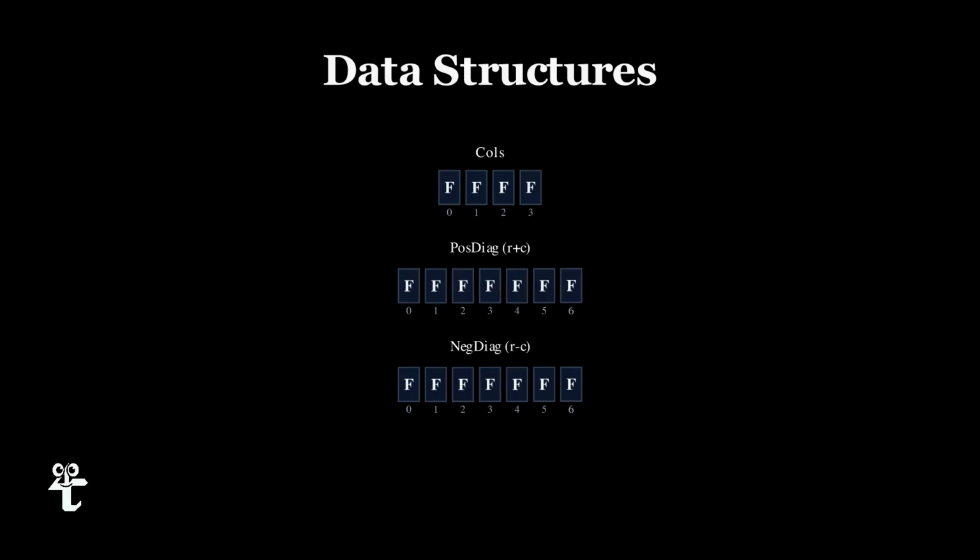Our algorithm places a queen, marks the constraints, and moves to the next row. If we get stuck, we backtrack by removing the queen and trying the next column. Let us solve for n equals 4.